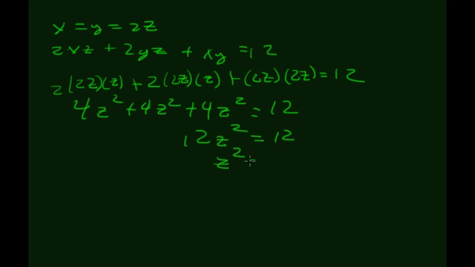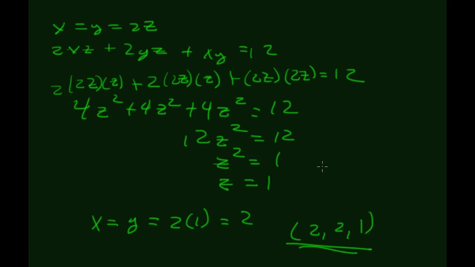Z squared then is equal to 1, which means Z is 1 because it has to be positive. And X is equal to Y is equal to 2 times 1, which is 2. So my maximum has to happen at 2, 2, 1. And lo and behold, the volume at 2, 2, 1 is 2 times 2 times 1, which is 4, which is the exact same answer that we got using the more algebraic method without using LaGrange multipliers. Now, what's interesting here is that you'll note that we actually didn't find lambda.